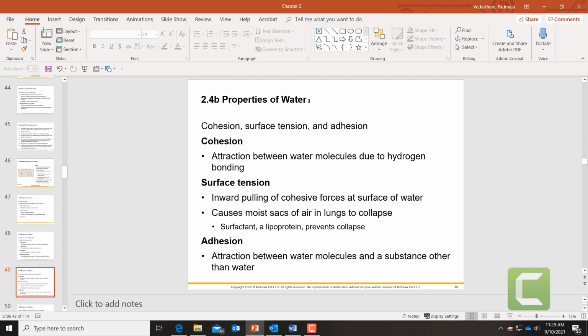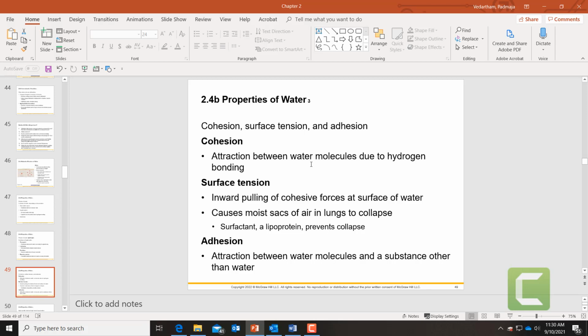Cohesion is attraction between water molecules due to hydrogen bonds. The best example of cohesion I can give you is how water is pulled by transpiration from the roots to the leaves, against gravity. And this is almost like pulling a chain from the roots up into the leaves.